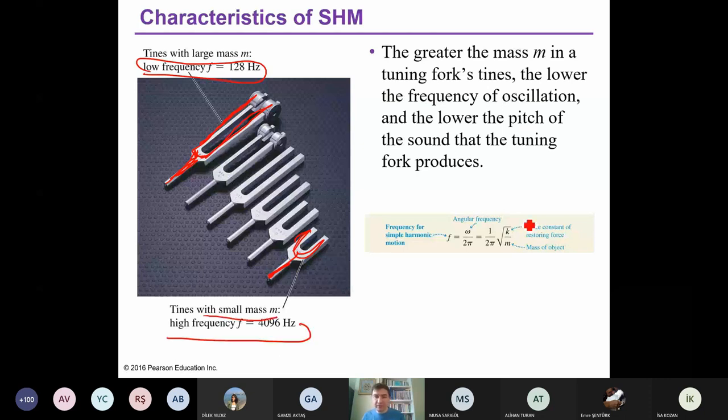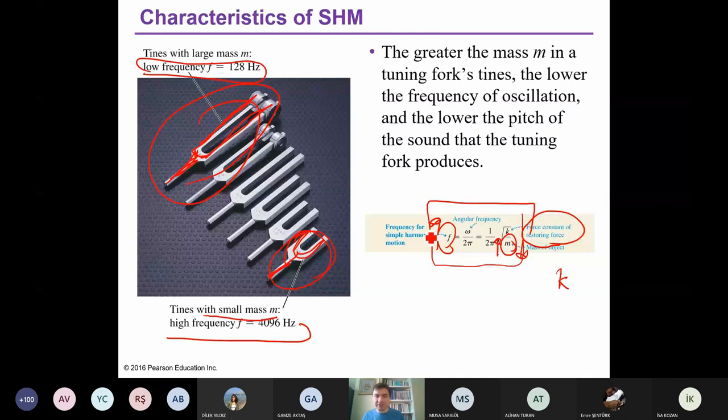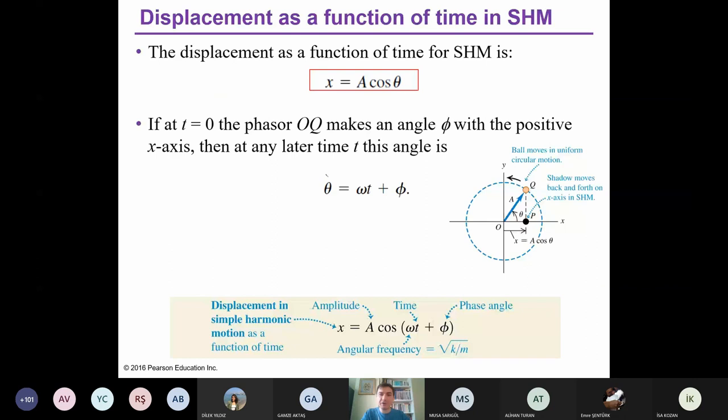So look at the equation of the frequency. Force constant of restoring force. If these tines are made from the same material, they will have the same k, and only m affects the frequency. So here we have small m, then you have high frequency. Here we have bigger m, then since m is bigger, the frequency is lower, okay, low frequency. Let me finish this part with this transparency, and then I will continue with the characteristics of simple harmonic motion after the break.